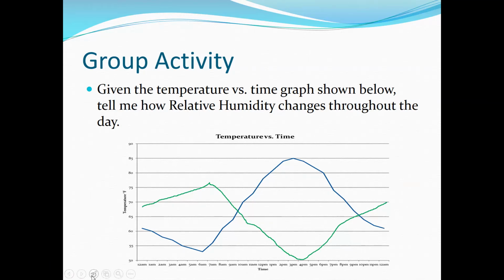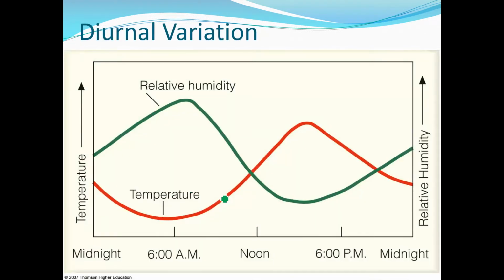So again, as temperature goes down, like it does right here, relative humidity goes up. As air temperature goes up, relative humidity goes down. And we see this on a daily basis. And this is why we see dew on the ground in the morning. Because in the morning, air temperature is at its coolest. And so relative humidity is at its highest.